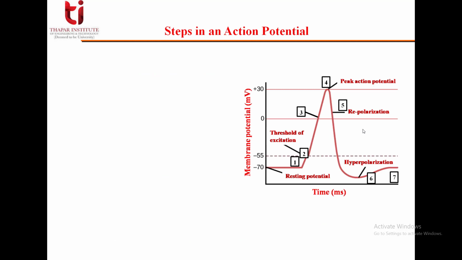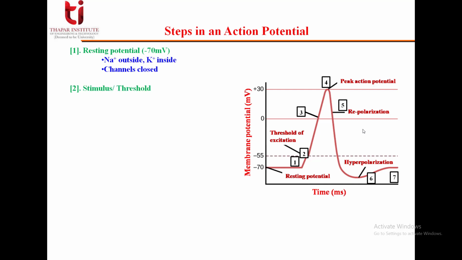Now let's discuss this process in a little bit more detail. This is a graph showing different regions. First, the cell is at rest, or at resting potential, which is typically minus 70 millivolts. That means in this case sodium is more outside, potassium ions are more inside, and all the channels are closed. Now what happens?